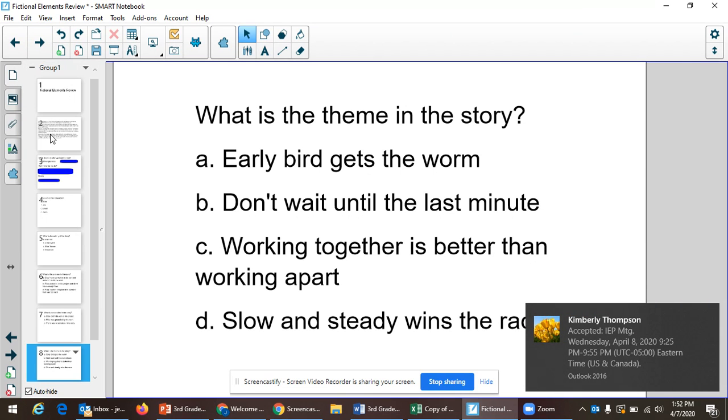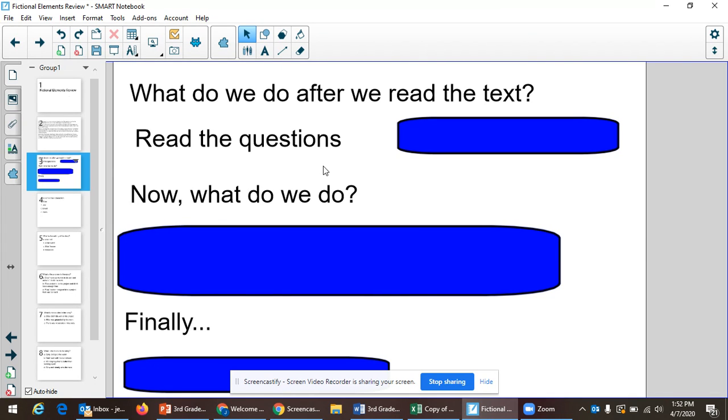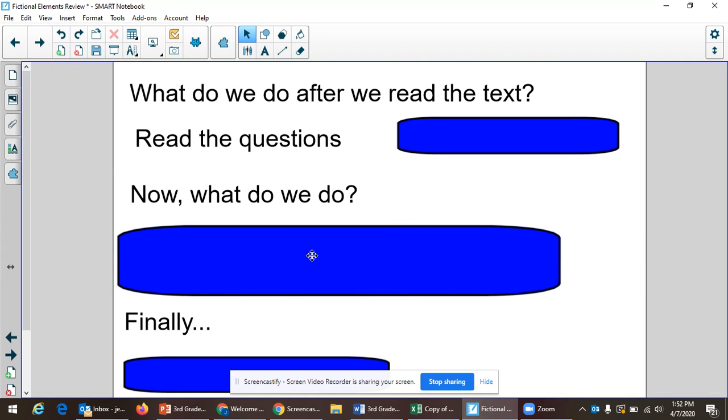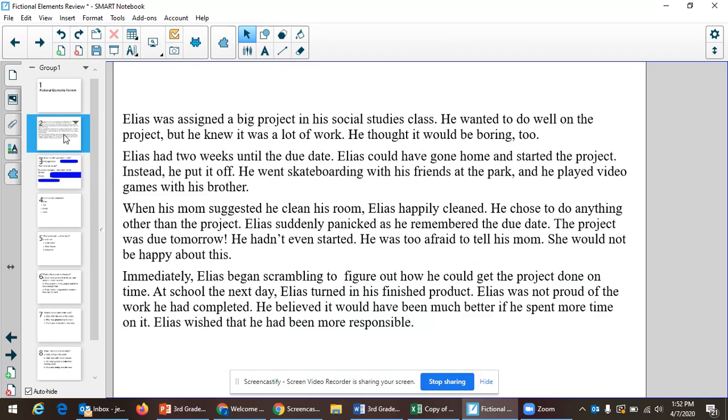So now we have gone over the questions. Now what do we do? If you thought read it again, you are correct. Remember, the second time you read it, you should be writing down what you think the main ideas are. Remember, main ideas are going to be what that section is mostly about. So when we're looking at trying to find the main ideas, we want to make these paragraphs into different sections.